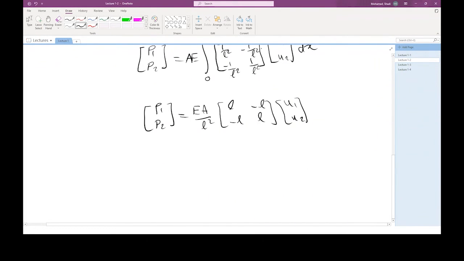Now I have a relation between the displacement and the forces, and this is the relation between both. And this is what we call the stiffness matrix. It has a name. It's called the K matrix.